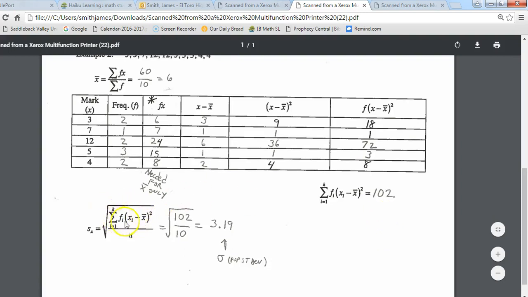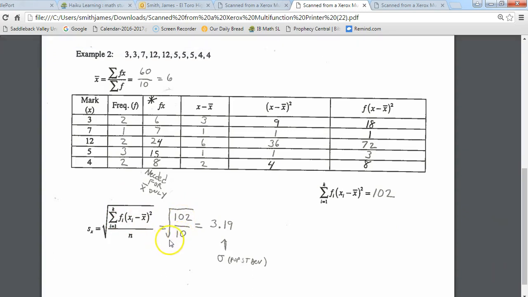So here, all of this is the sum of 102. I divide by the number of terms, which is 10. Last, I take the square root, and I got 3.19, which is the population standard deviation. So that's how we do it with a frequency list.